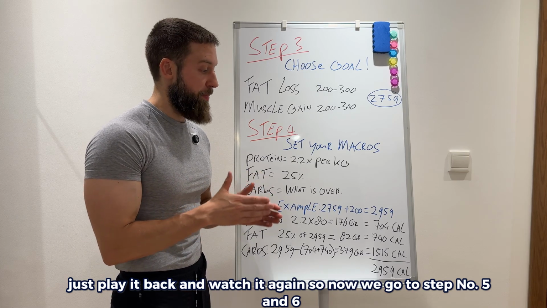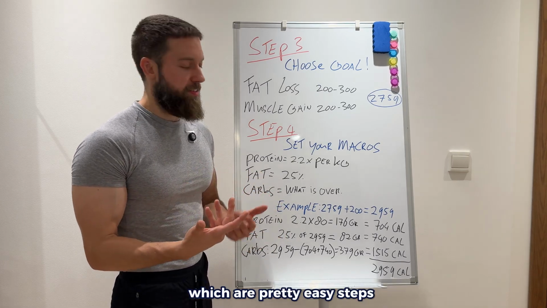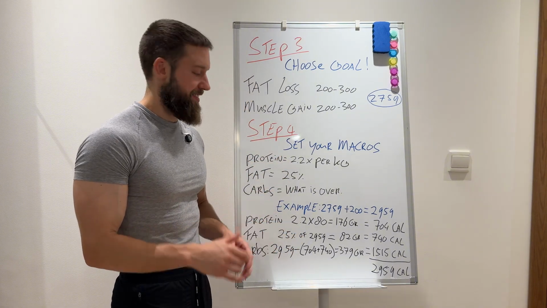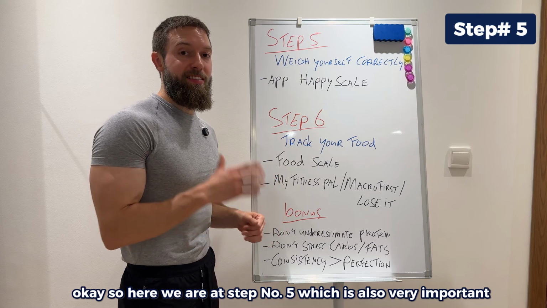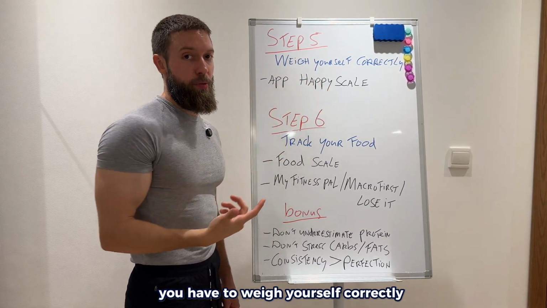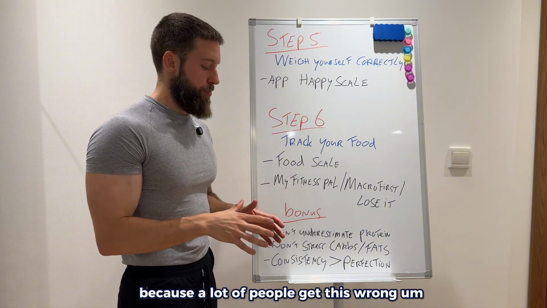So now we go to step number 5 and 6, which are pretty easy steps. If you got this, you got the most difficult part. Here we are at step number 5, which is also very important. You have to weigh yourself correctly because a lot of people get this wrong.